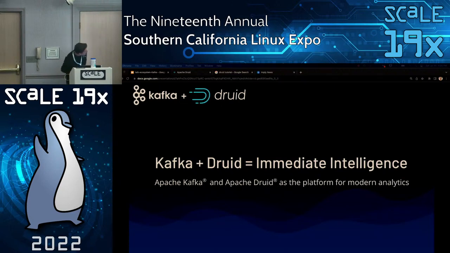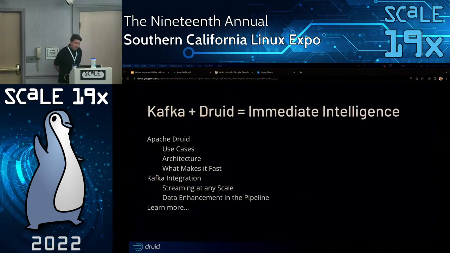Today I'm going to talk about an open source data pipeline for analytics and observability. It's a combination of a real-time platform like Kafka with an analytics database called Apache Druid. So basically the idea here is to create immediate intelligence. Essentially what that means is you're building a data pipeline. So you can look at various use cases.